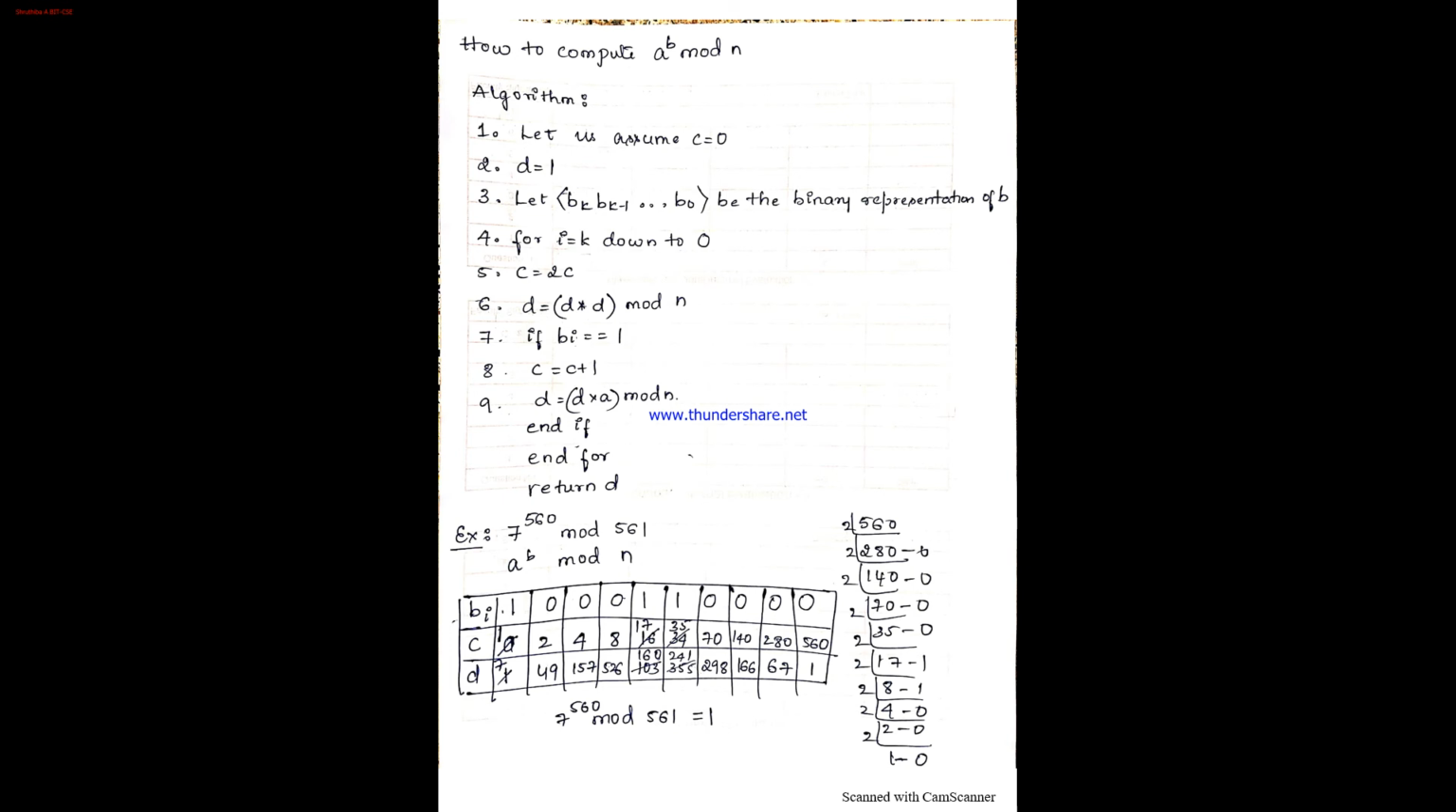Are you guys following? This is very, very important. If you don't know this, then it is difficult for you to work with Diffie-Hellman problems. Next, 241 into 241 mod 561 is 298. 298 into 298 mod 561 is 166. 166 into 166 mod 561, you will get 67. 67 into 67 mod 561, you will get the answer as 1.